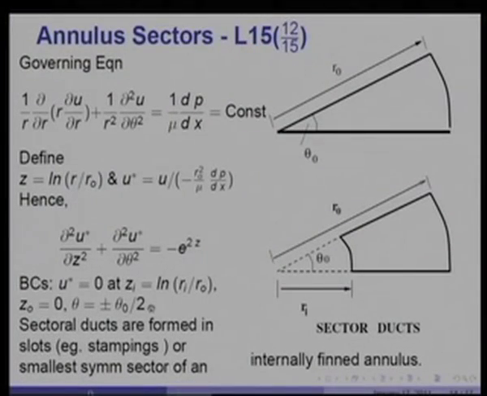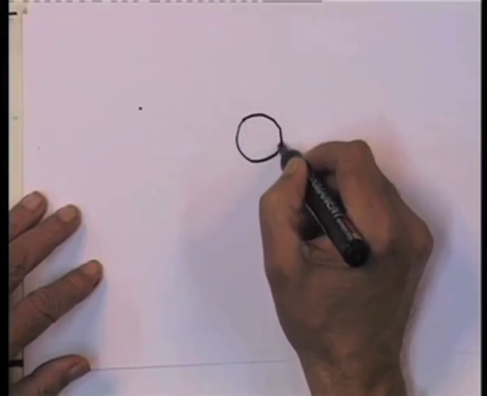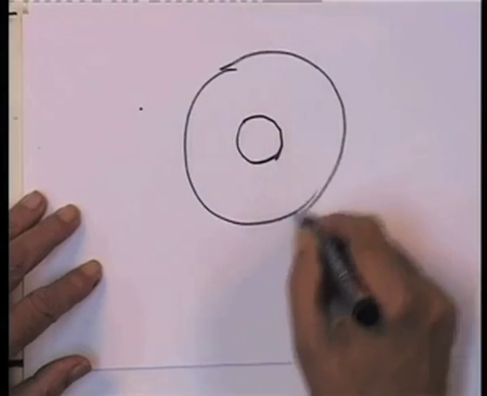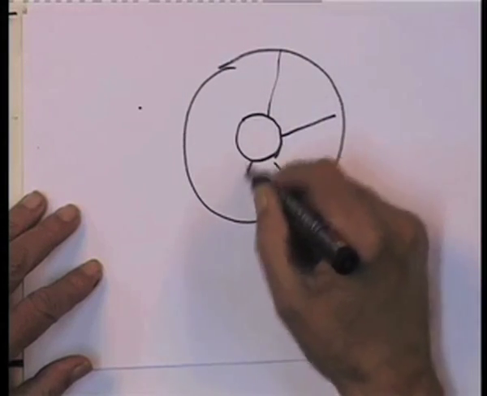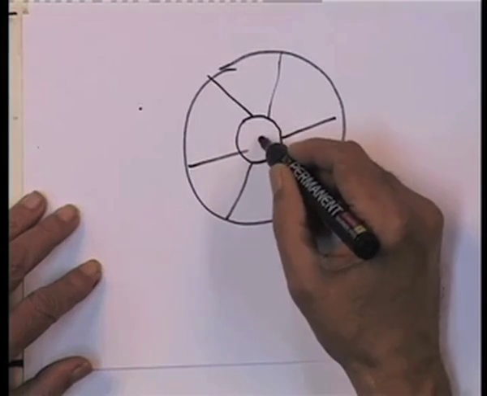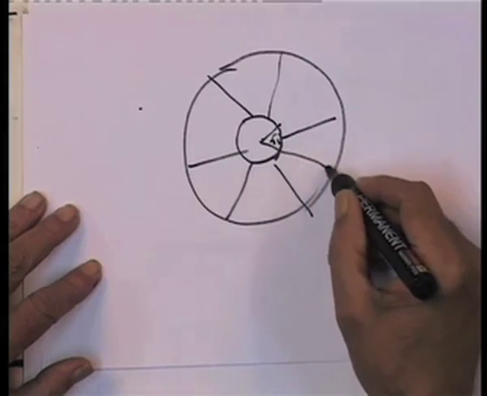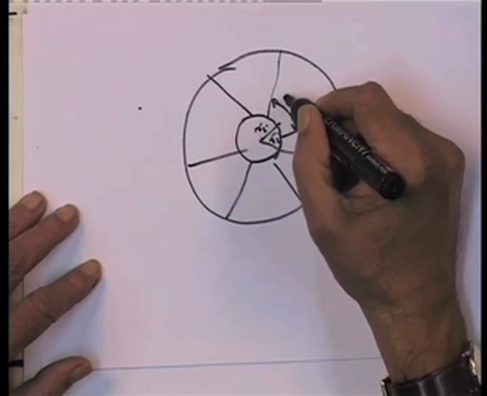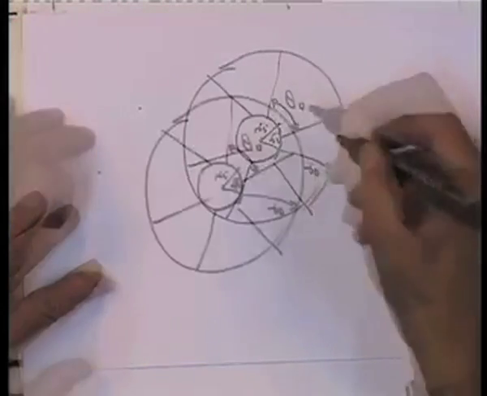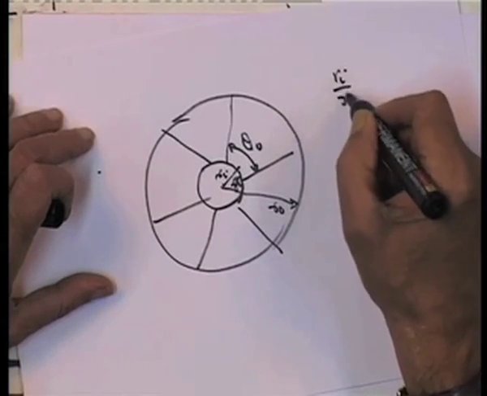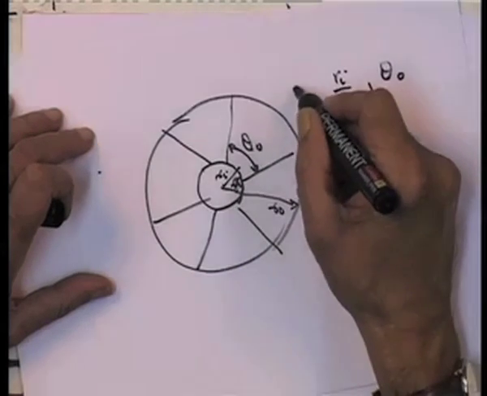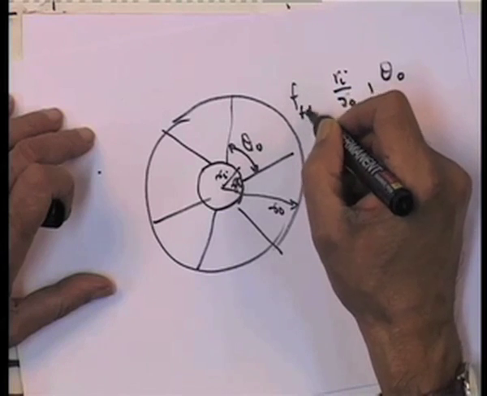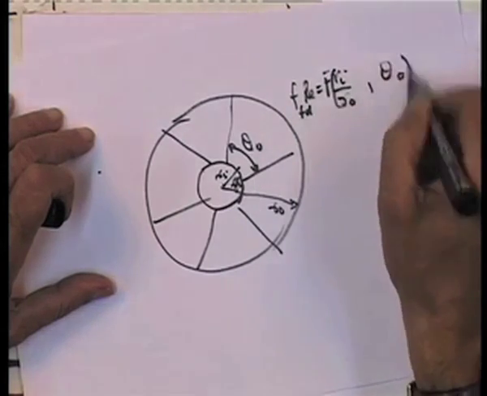Now, let us look at an even more complicated duct, and that is a sector of an annulus or a circle, whichever way you look at it. Typically, you get ducts of this type. This is the inside radius Ri, this is the outside radius Ro, and this is the included angle, which I have called theta naught. So, we have two parameters here, Ri by Ro and theta naught, and we expect the friction factor f_D times Reynolds number to be a function of both of these parameters.